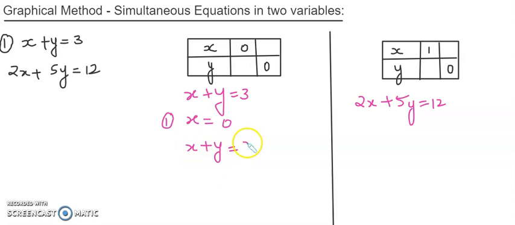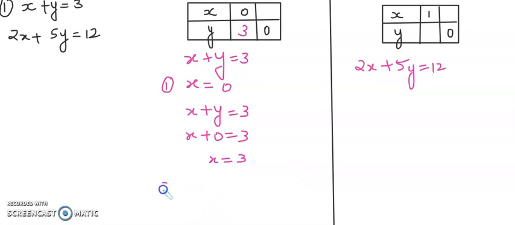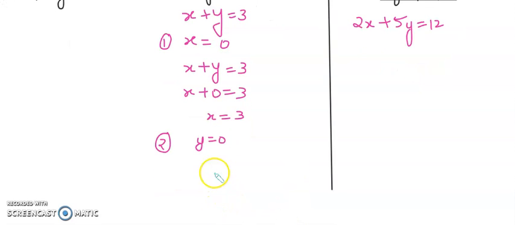So x plus y is equals to 3, x plus 0 equals to 3. So x is equals to 3. So I got my first point as 3, right? Then I'm going to plug in what? Y is equals to 0. So second, y is equals to 0. What is my equation? X plus y is equals to 3. So x plus 0 equals to 3. So I'm getting x is equals to 3.